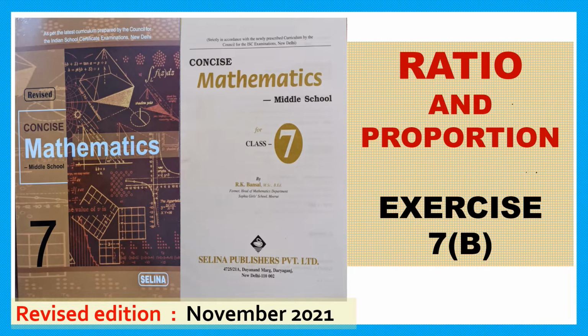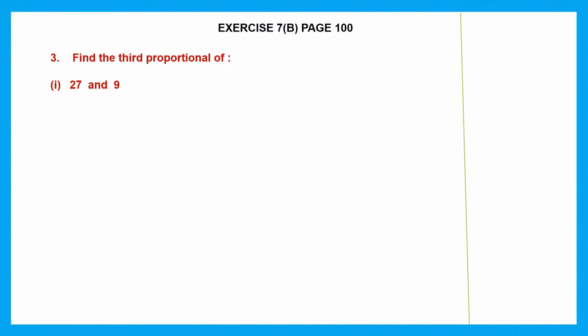Hello students, let's do ratio and proportion exercise 7b. Page number 100. Question 3. Find the third proportional of, the first one here is 27 and 9.